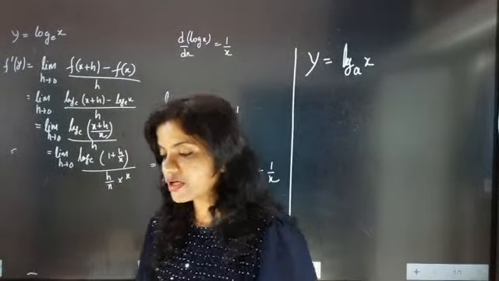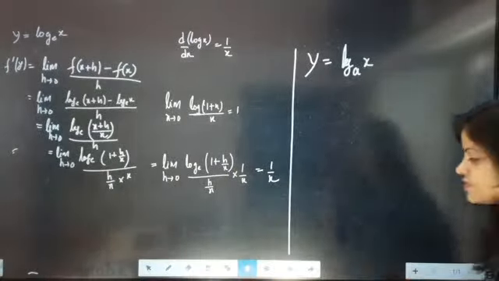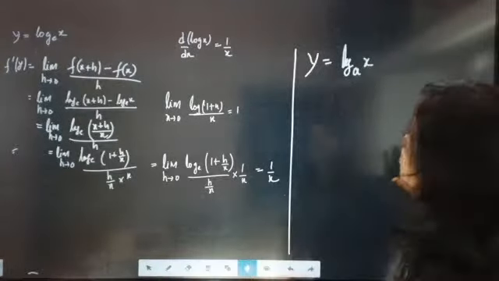Log base a of x is there, beta. So how to handle log base a of x? I'm just going to tell you the process to handle log base a of x.